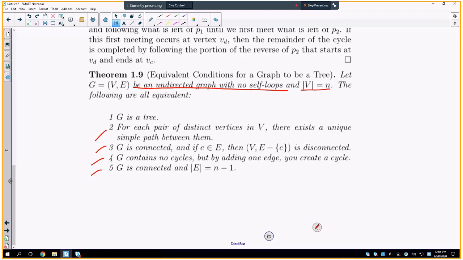All of them are necessary and sufficient conditions for this undirected graph with no self-loops to become a tree. In order to check whether G is a tree, you can show either 2 or 3 or 4 or 5. It does not matter; in their own right, each of them is necessary and sufficient. And this is a very beautiful technique. It's called equivalence in mathematics.